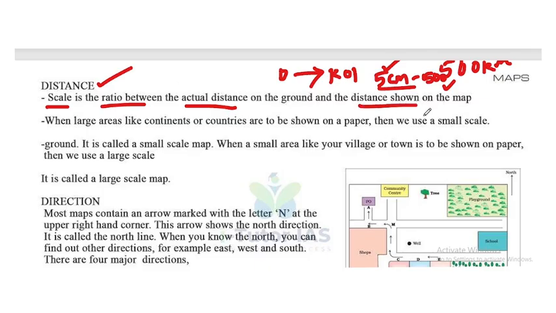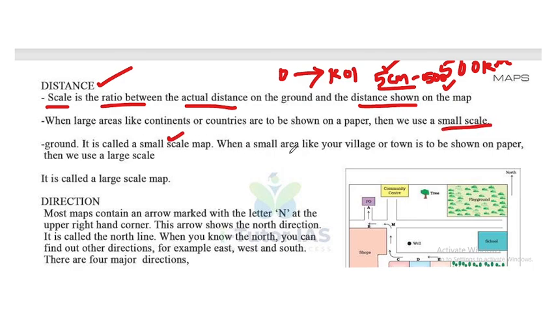When large areas like continents or countries are to be shown on paper, we use a small scale. So if we want to show a large continent or a country, then we use a small scale. That is called a small scale map.